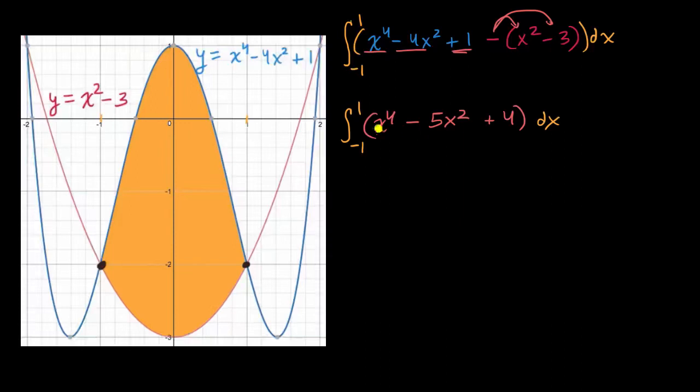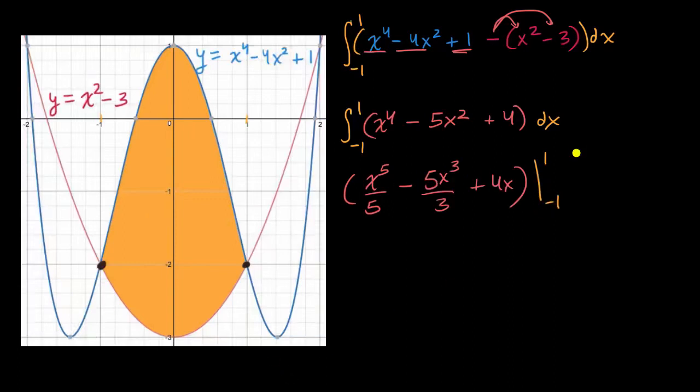And so let's find the antiderivative of this. This should be pretty straightforward. We're just going to use the reverse power rule multiple times. So the antiderivative of x to the 4th is x to the 5th over 5. We just incremented the exponent and divided by that incremented exponent. Minus, same idea here, 5x to the 3rd over 3, plus 4x. And then we are going to evaluate it at 1, and then subtract from that, it evaluated at -1.